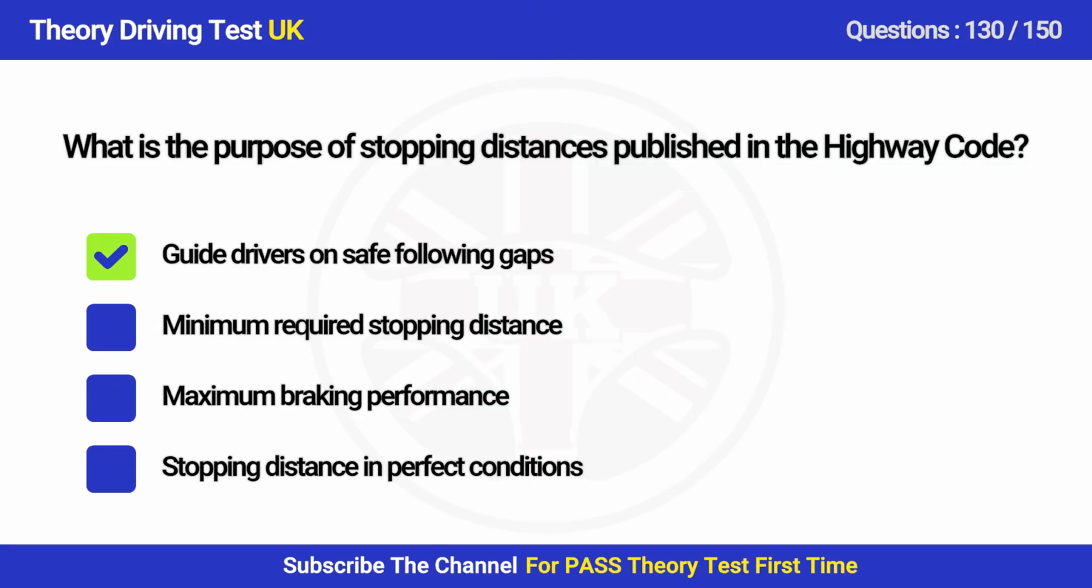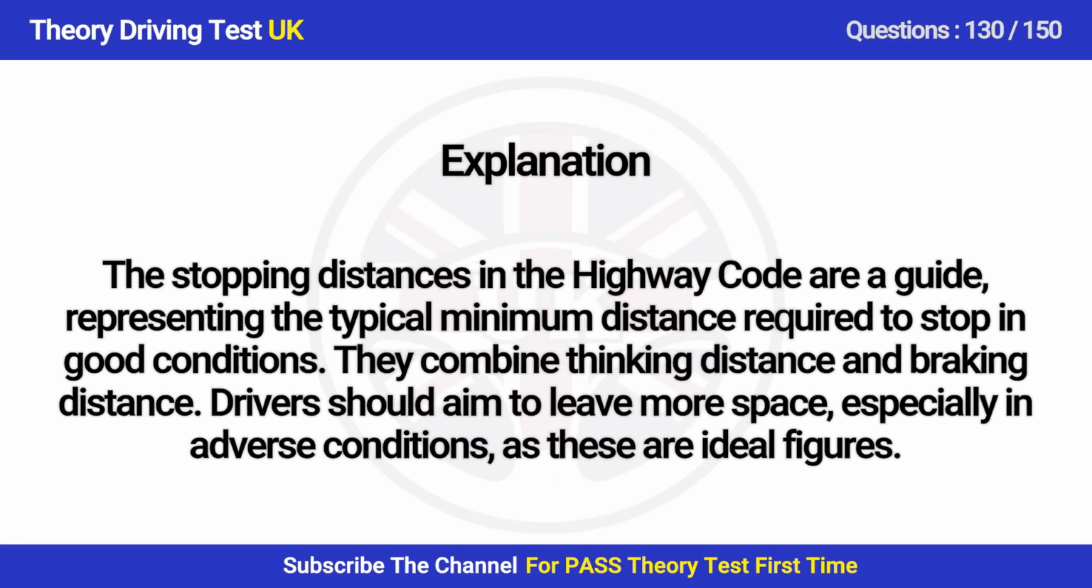Answer is A. Guide drivers on safe following gaps. The stopping distances in the Highway Code are a guide, representing the typical minimum distance required to stop in good conditions. They combine thinking distance and braking distance. Drivers should aim to leave more space, especially in adverse conditions, as these are ideal figures.